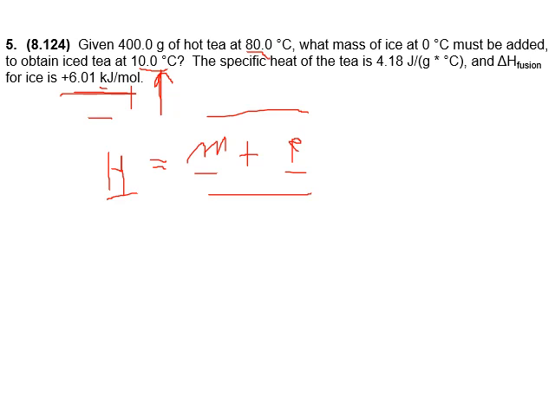And so what we're trying to do is figure out the mass of ice. I said 400, but actually that's what we're trying to figure out, right? So it wouldn't be 400 for these two terms on the right, it would be X. So let's go to the next slide.